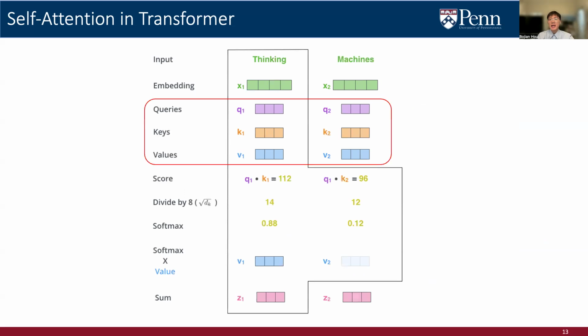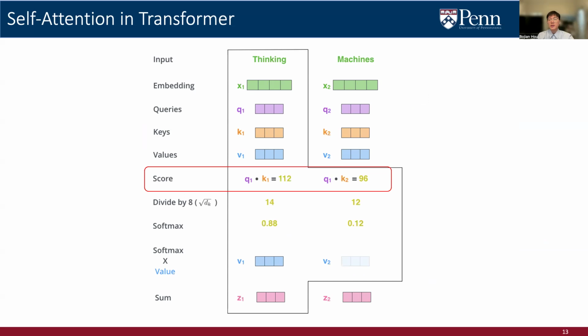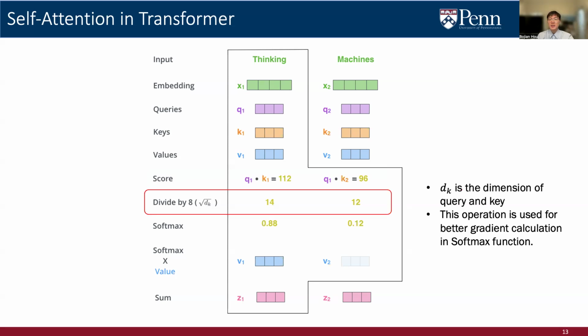Given the embedding and QKV of the two words, we start to calculate the attention score of the first word to all the two words in this sequence. We first use Q1 times K1 to get the similarity score between the first word and itself. Then we use Q1 times K2 to get the similarity score between the first word and the second word. After we get the similarity scores, we divide them by 8, which is the square root of the dimension of query and key. This operation is used for better gradient calculation in the softmax function. You can figure out the reason by yourself.